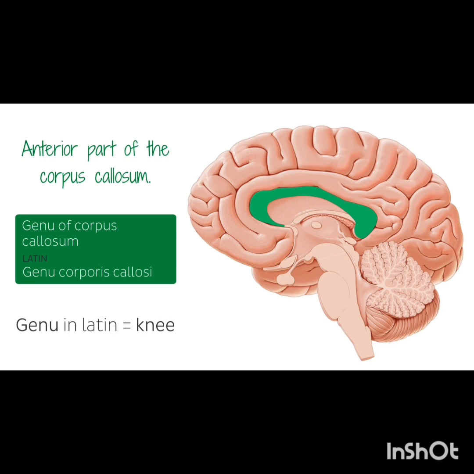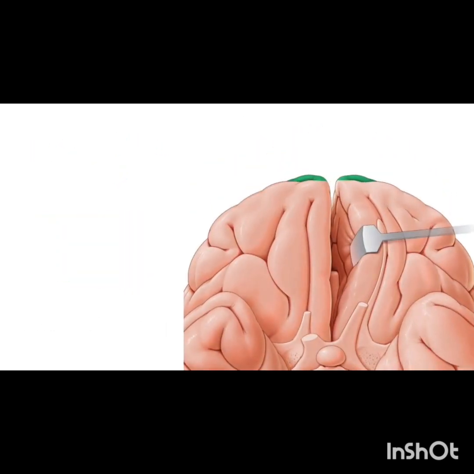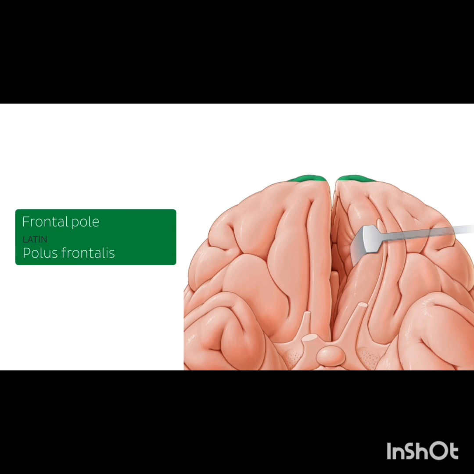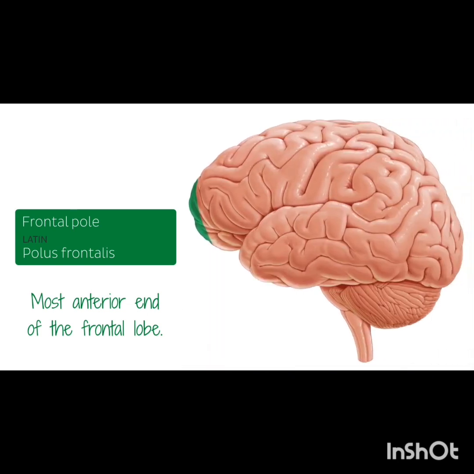This is the corpus callosum, and this is where you should find the genu of the corpus callosum. Next, let's take a look at the most anterior lobe of the brain, which is the frontal lobe. And we're highlighting this structure which is known as the frontal pole. Here in our illustration, you can see this structure highlighted in green, which is the most anterior end of the frontal lobe. You can also see it from this lateral view of the brain, with the frontal pole highlighted in green.